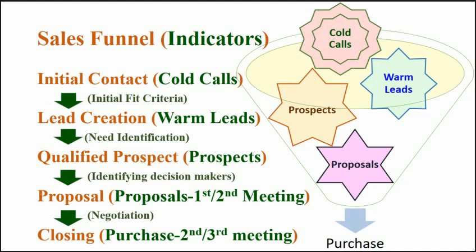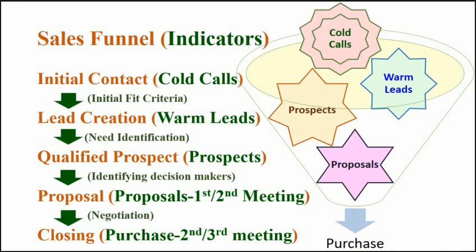Therefore, the sales funnel includes five steps. First, creating the initial contact by approaching several unknown companies. This is called as making cold calls. Second, creating warm leads out of cold calls. Third, finding prospects from warm leads depending on their requirements. Fourth, submitting a sales proposal after strengthening the relationship with buyer. And fifth, closing the sales using required negotiation.